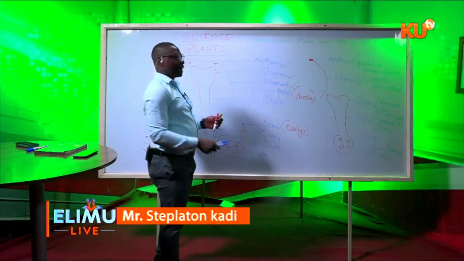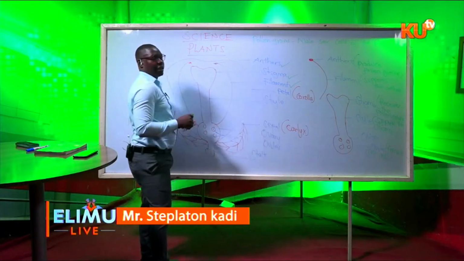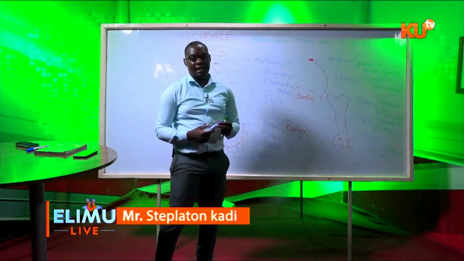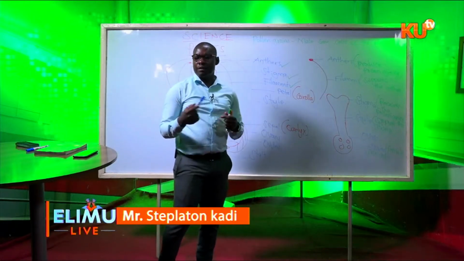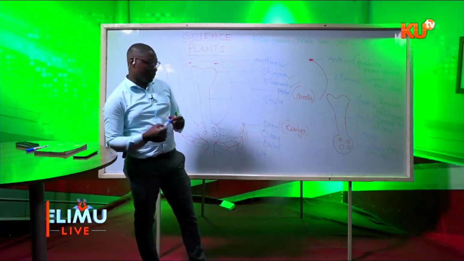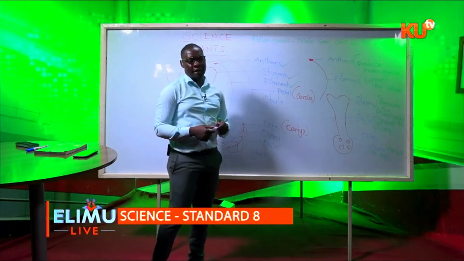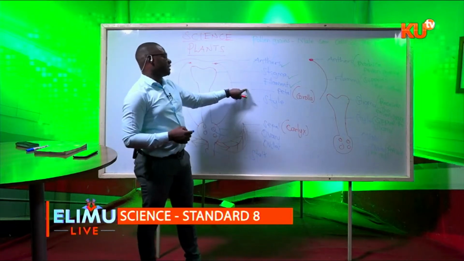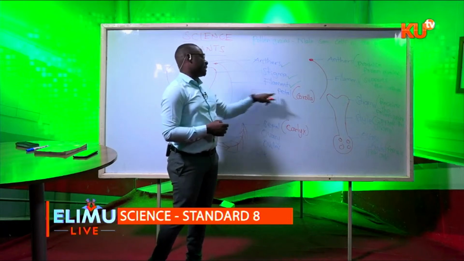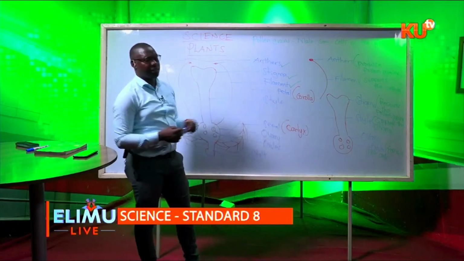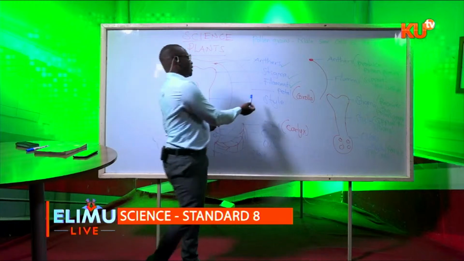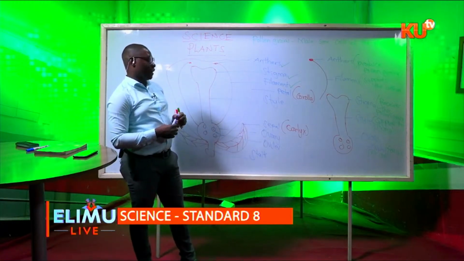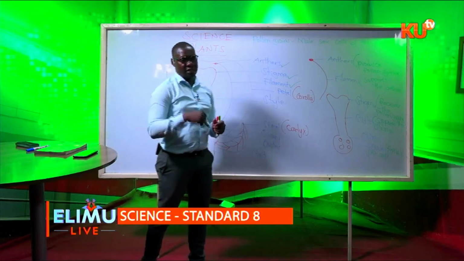The petals are the ones that are found outside. Anytime you look at a flower, the bright color that you see, depending on the type of flower. For example, if it is a rose flower, you're likely to see a red color. The red color that you see is the color that represents the petals. So the function of the petals, especially in insect-pollinated flowers, is to attract the insects.